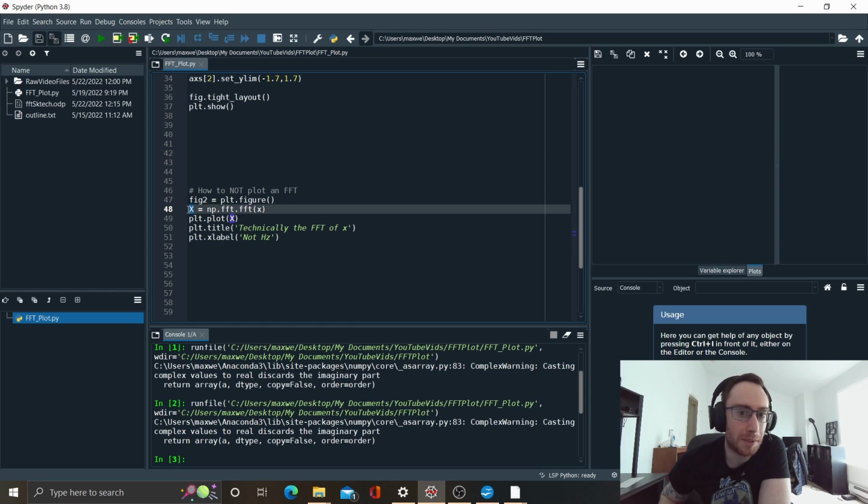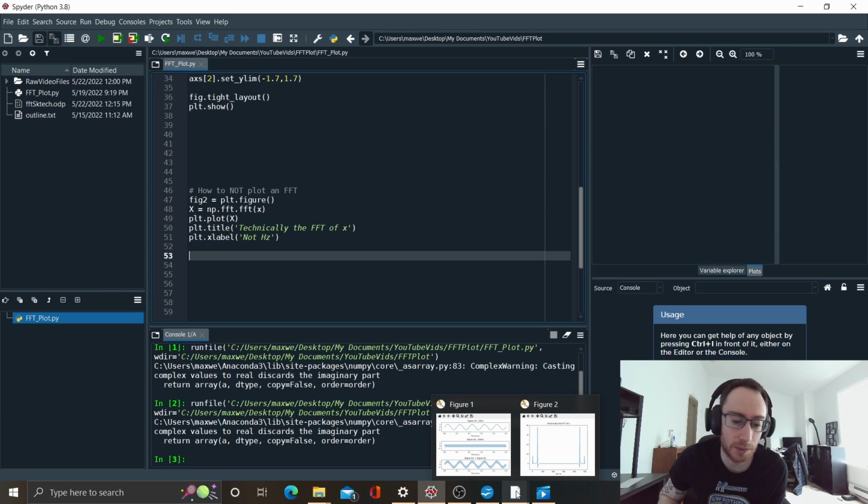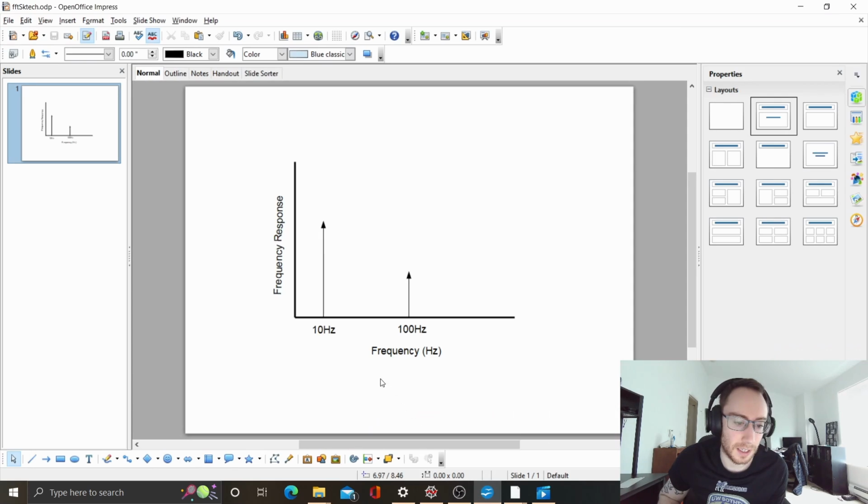Even before they show me the plot, I can already probe into several things that are wrong here that I'll ask them about. The first thing I'll ask is, okay, let's go back to the sketch we had. You said there would be a spike at 10 hertz and 100 hertz. Well, how far does this actual frequency axis go? Does it go to 200 hertz? Does it go to 1,000 hertz? How far is it going to go?